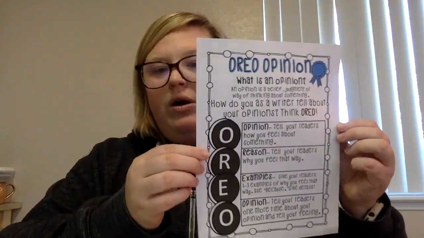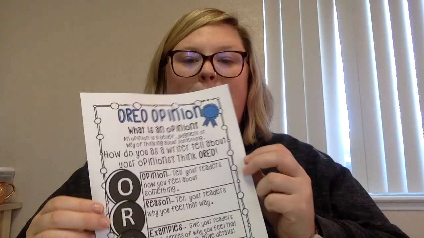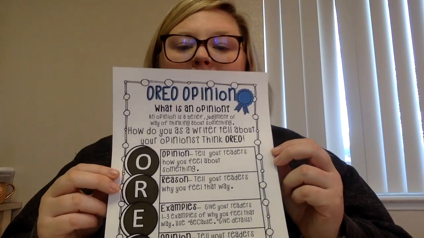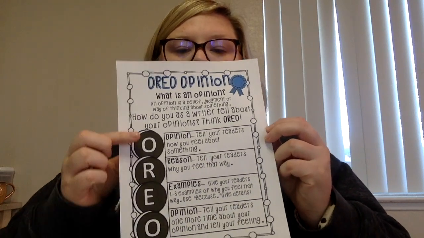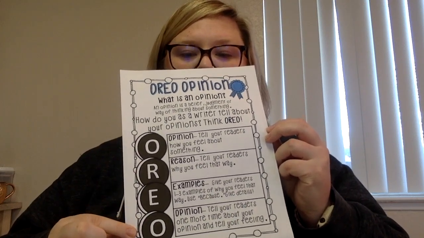This one says Oreo opinion. What is an opinion? An opinion is a belief, judgment, or way of thinking about something. Okay? How can you tell about your opinions? Think Oreo. Opinion, reason, examples, opinion.